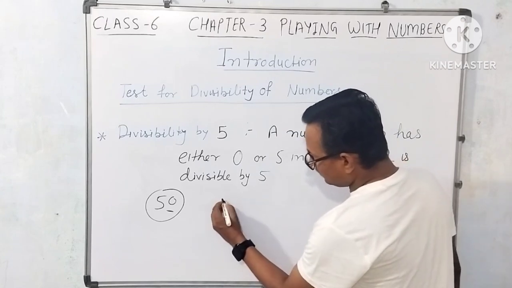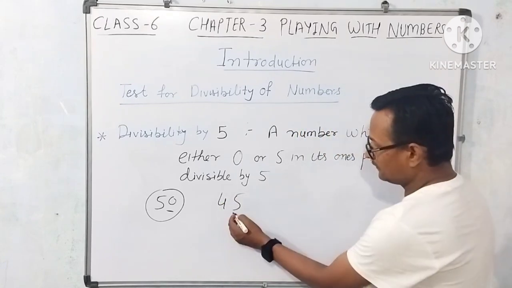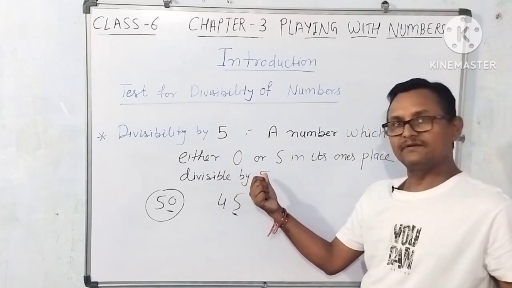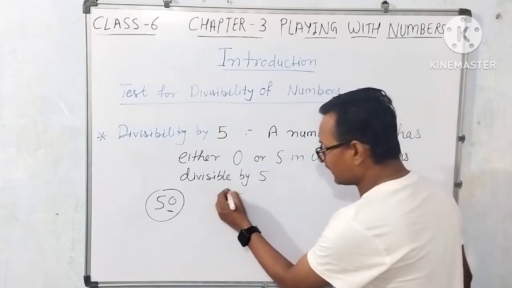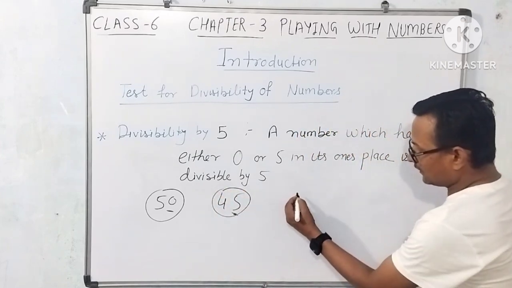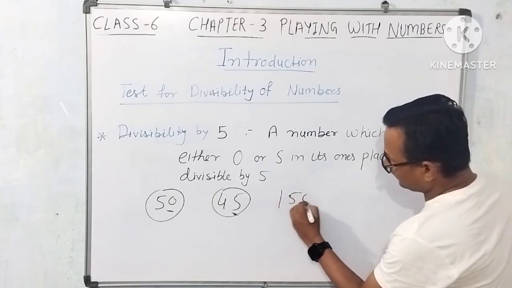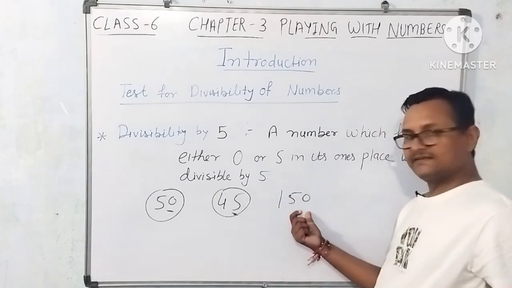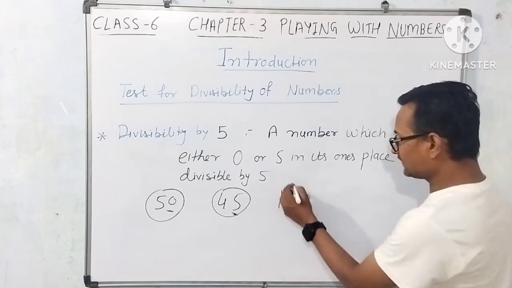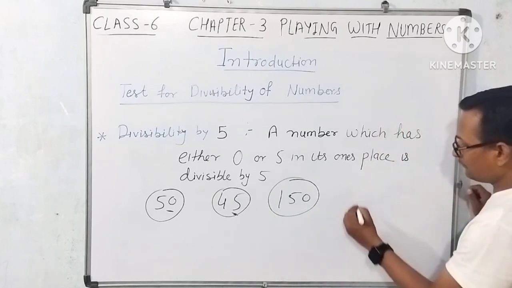Another example, 45. Its ones place is 5, and if the last digit is 0 or 5, it is divisible by 5. So we can say 45 is also divisible by 5. Another example. 150. The last digit is 0, so it is divisible by 5. So we can say this number is divisible by 5.